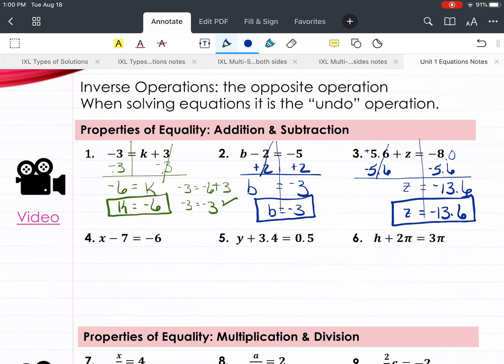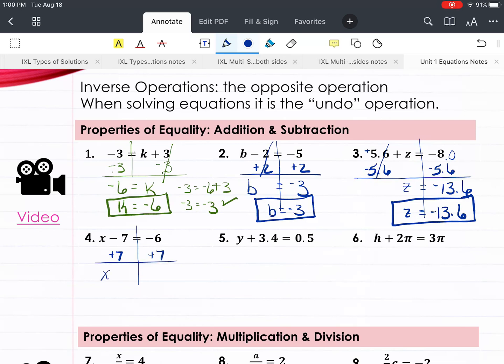Now let's look at number 4. Number 4 says I have x minus 7 equals negative 6. Solving for? Absolutely, we're solving for x. What's attached to x? What's on the same side? Subtract 7. How do you undo subtract 7? Yeah, you add 7. What I do to one side, remember, keep in balance. What I do to one side, I must do to the other.